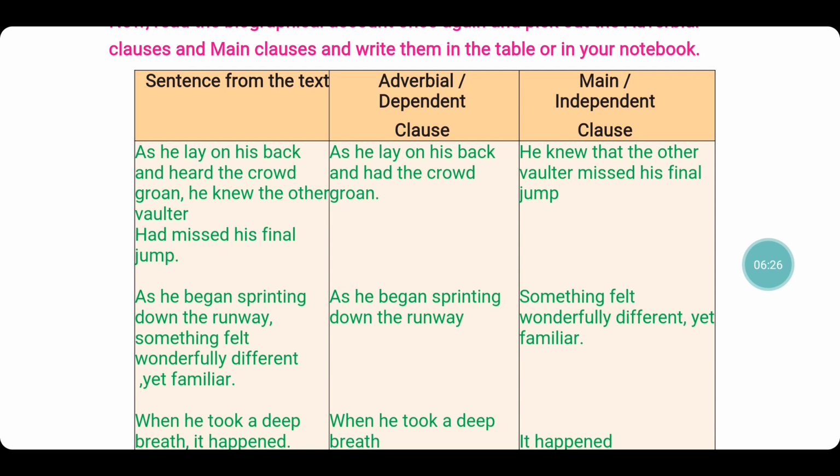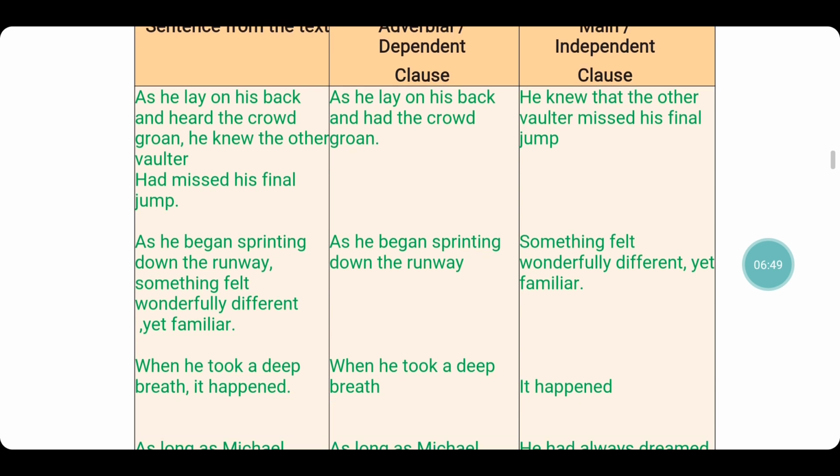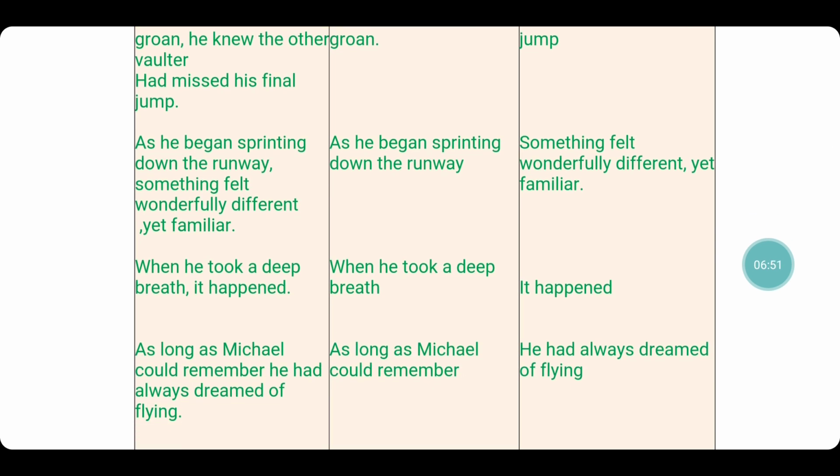On to the second sentence. As he began sprinting down the runway, something felt wonderfully different yet familiar. Here the adverbial clause is "as he began sprinting down the runway," and the main clause is "something felt wonderfully different yet familiar." So regarding adverbial clauses, I have made a video previously and I would put the link of it in the description. Kindly go through it to have a detailed study about adverbial clauses.